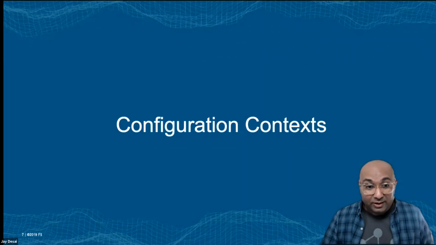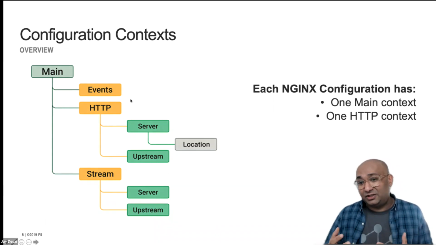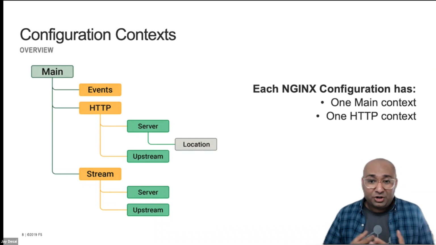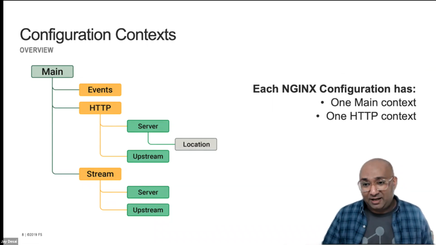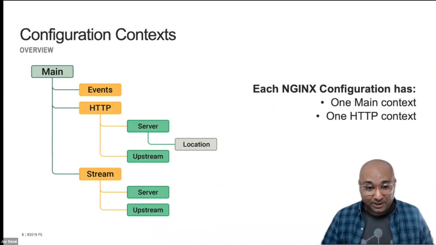So let's look at the configuration context. What you see on the screen is a configuration file. It consists of combinations of contexts and directives. So contexts include main, events, HTTP, stream, and others. Now, look, this is not a complete list, but these are the primary or top level contexts: main, events, HTTP, stream. And within each of these contexts, there are child contexts as well.